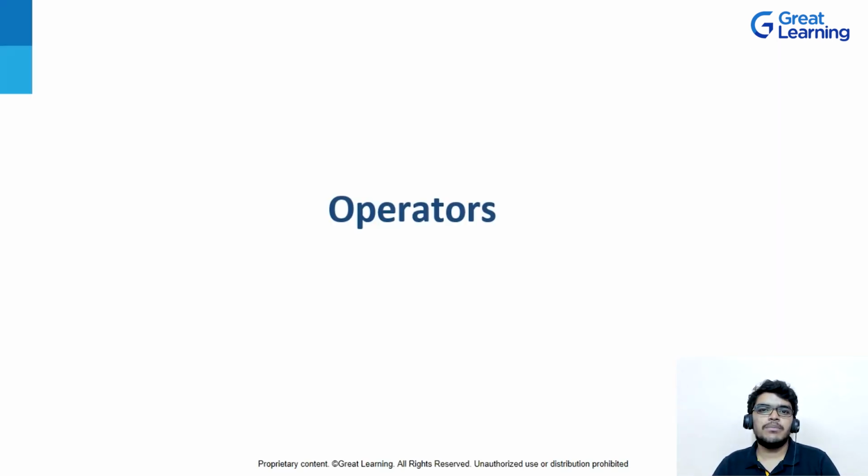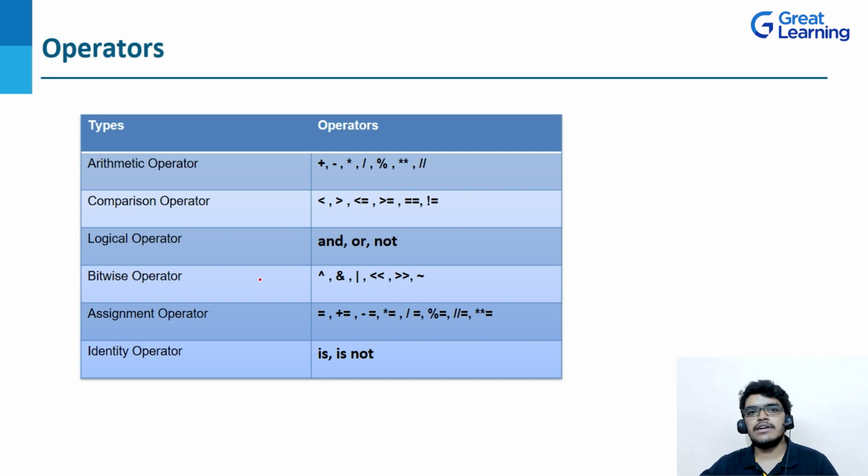So next we are having operators. Operators are used to perform operations on variables as well as values. So we are having different types of operators, starting from arithmetic operators, in which we are having addition, subtraction, multiplication, division, and then modulus. So this modulus will give us the remainder. Let's suppose that if I'm writing here 5 modulus 4, so what will be the remainder? The remainder will be 1.